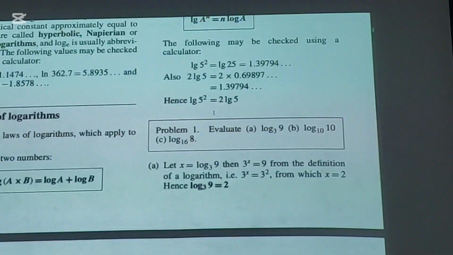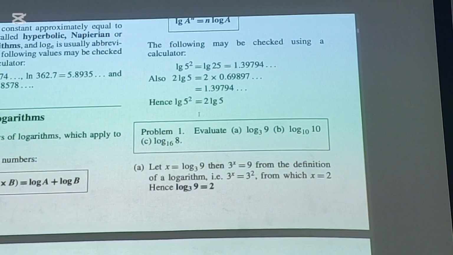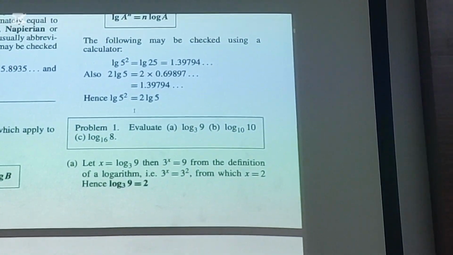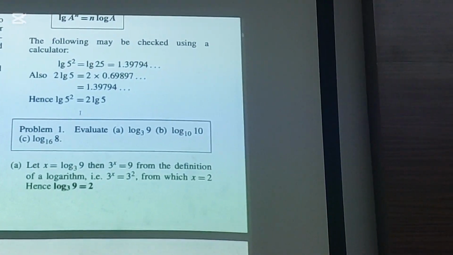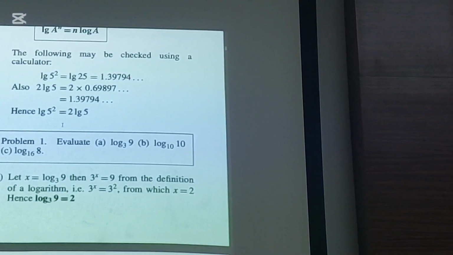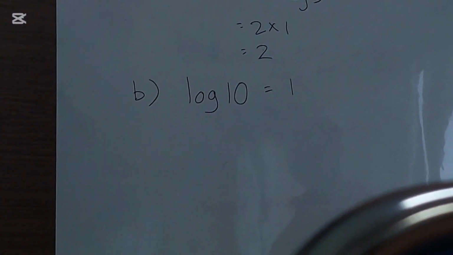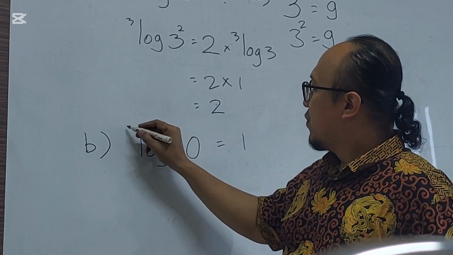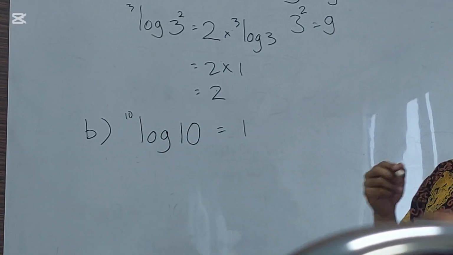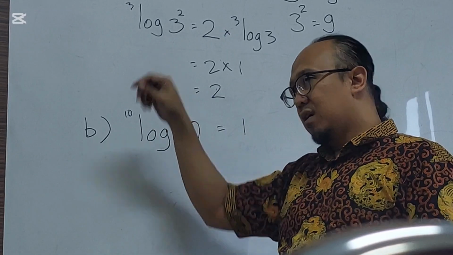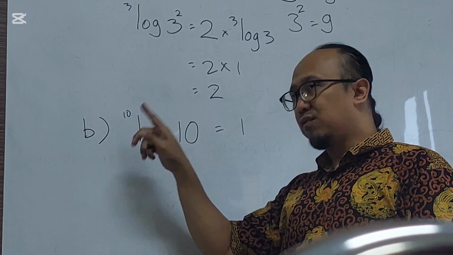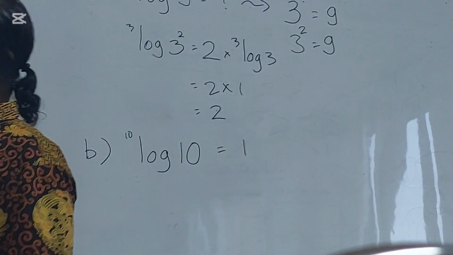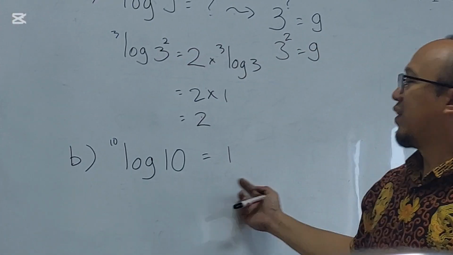Okay, we go to the B question. Log 10. This is easier, right? Equal to 1. You don't have to write the base if the base was 10. But if you write it, it's okay. So I think B is the easiest question.